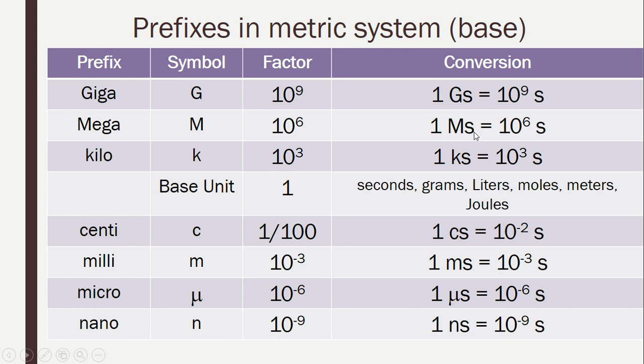1 megasecond, which is capital M, is equal to 10 to the sixth seconds. 1 kilosecond, which is a small k. We discussed why that shouldn't have been, but what are we going to do? That's what we get for not joining the metric system. We could have been on that panel. Anyway, lowercase k equals 10 to the third seconds.